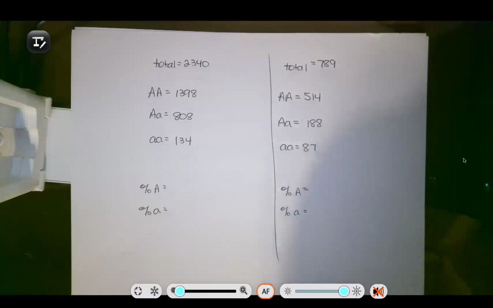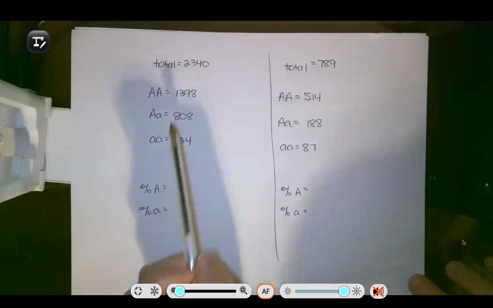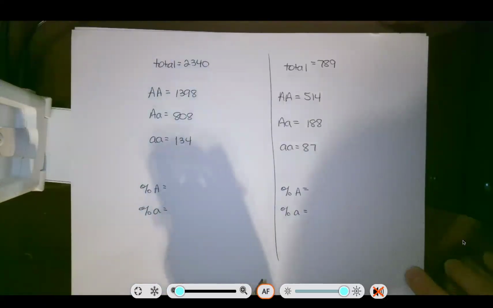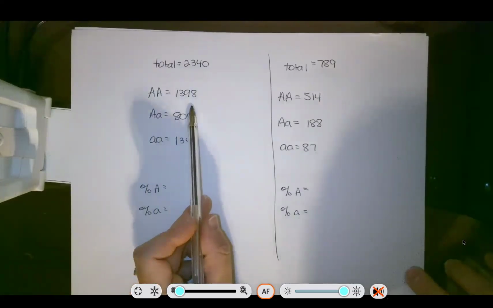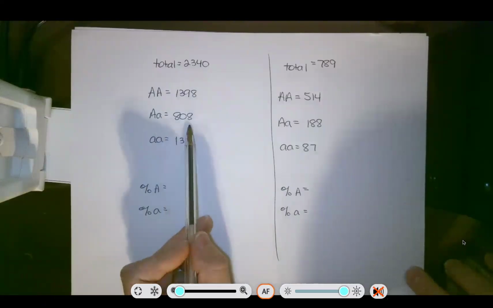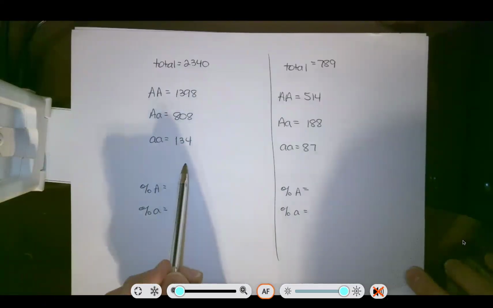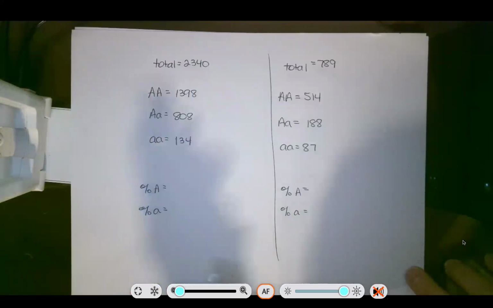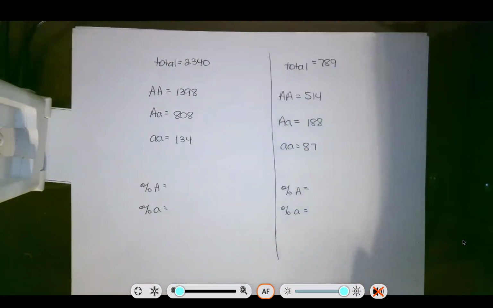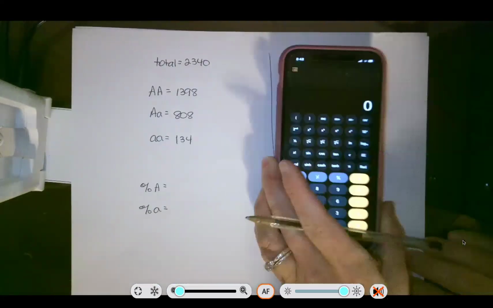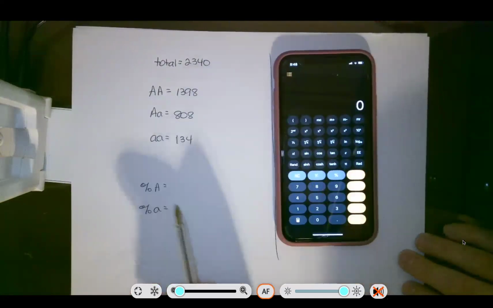All right. So we are going to work on allele frequencies. Our first population, we have 2,340 bunny rabbits. Of those 2,340, 1,398 are homozygous dominant, 808 are heterozygous, and 134 are homozygous recessive. What we want to know is, in this population, what percent are big A and what percent are little a.